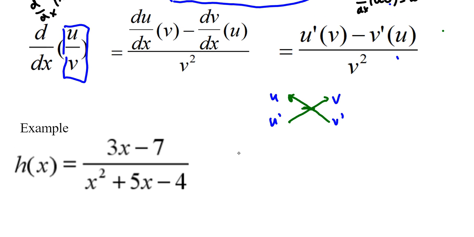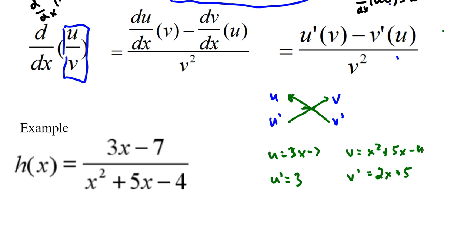Now, the quotient rule, unlike the product rule, kind of has to be done in order. We have one function on top and one function on the bottom. Our top function is our u. So u is going to equal, in this case, 3x minus 7. Then u prime, or du dx, is going to equal 3. Our v is the bottom function, the one in the denominator, which in this case is x squared plus 5x minus 4. And then v prime is going to equal, using the power rule, 2x plus 5.